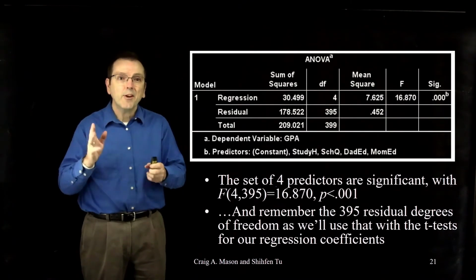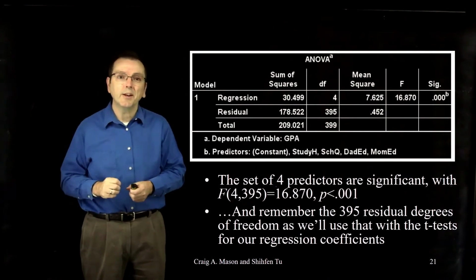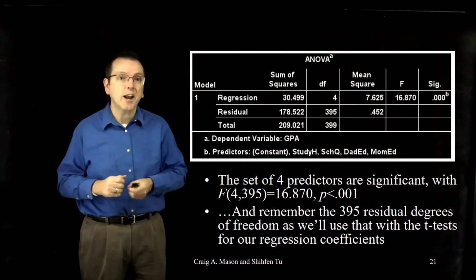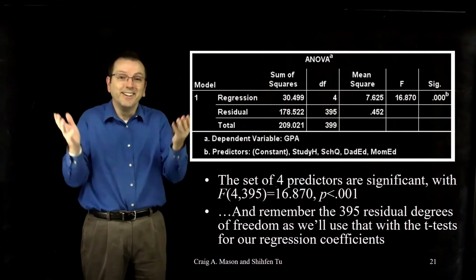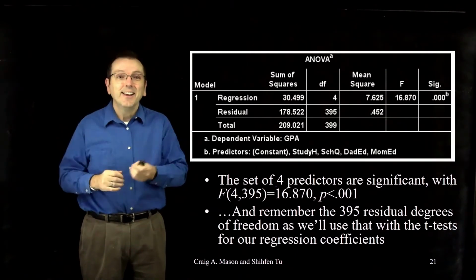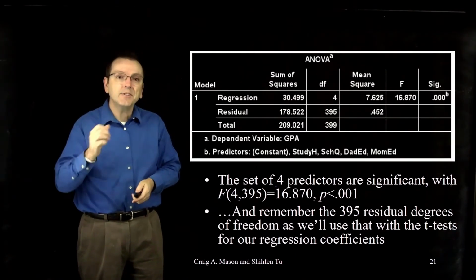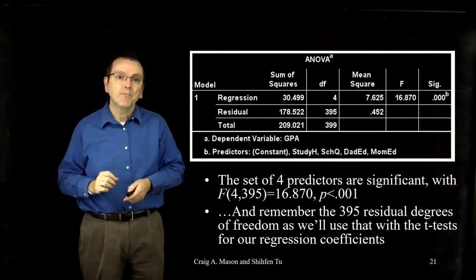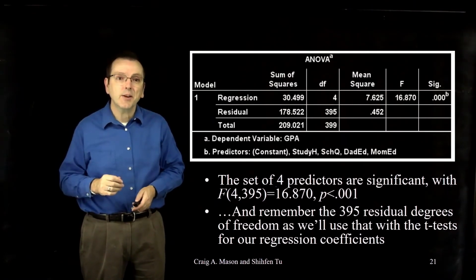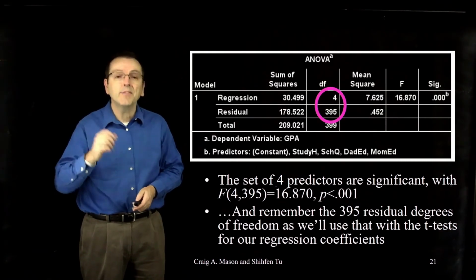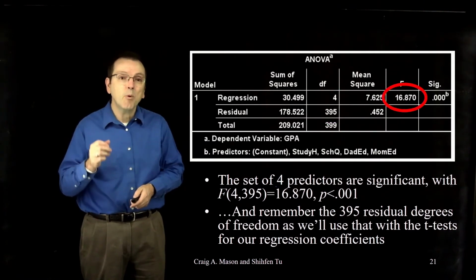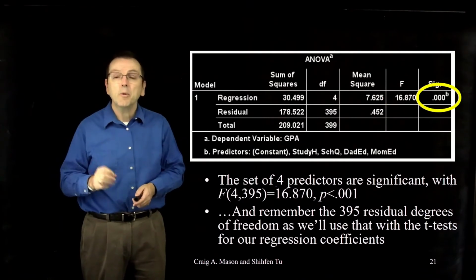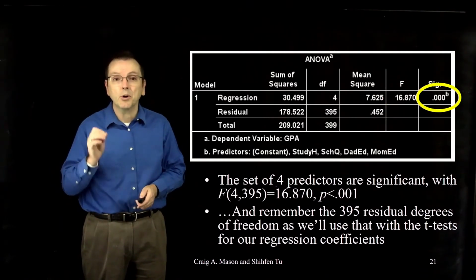Now remember, there are 3 key types of output that we focus on in a multiple regression analysis. First is the ANOVA table, which we interpret just like an ANOVA. This is the overall F-test for this specific model. In this case, it tells us that with 4 and 395 degrees of freedom, our F is equal to 16.870, which is statistically significant with a p-value less than 0.001.